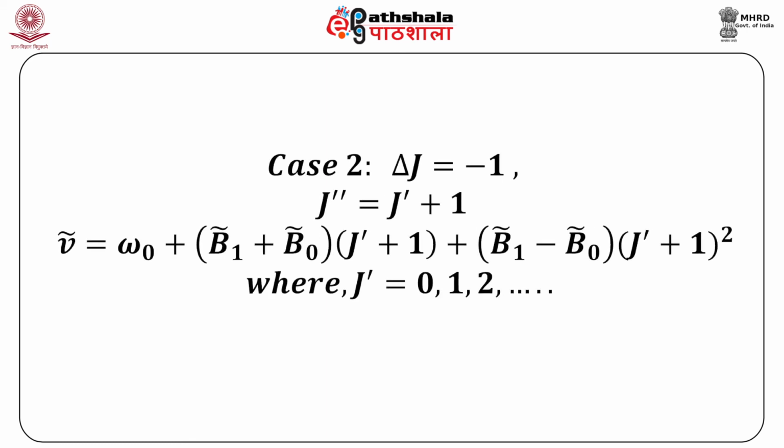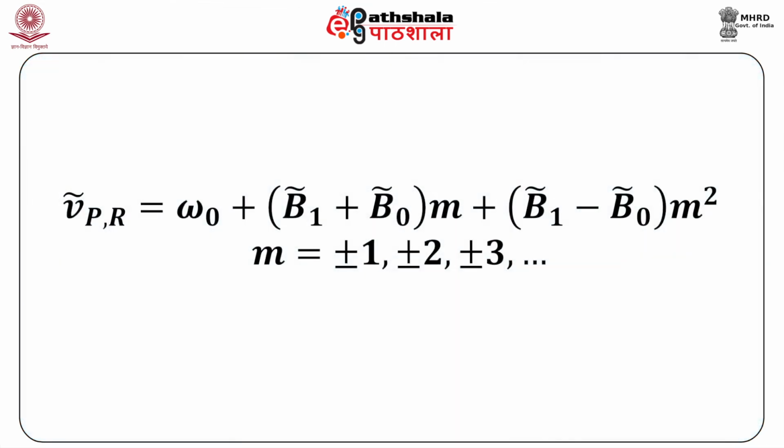Now, case 2 is when you have a rotation emission, delta J is equal to minus 1. In that case, J double prime is equal to J prime plus 1, and when you make this substitution, you find that the wave number is equal to omega 0 minus (B1 plus B0) into (J prime plus 1) plus (B1 minus B0) into (J prime plus 1) whole square, and J prime can take on values 0, 1, 2.